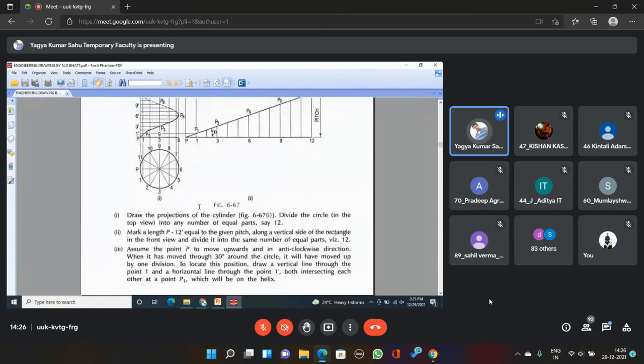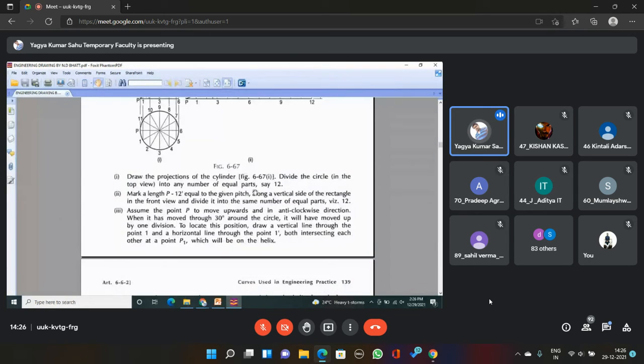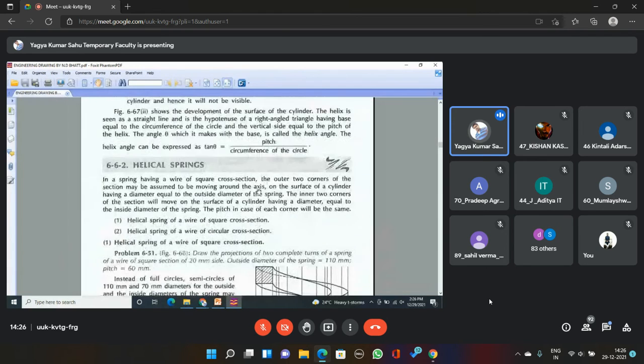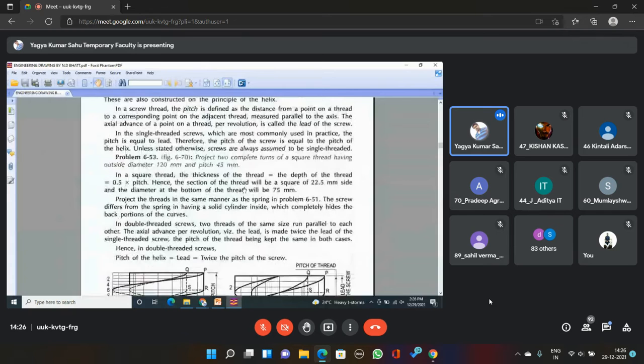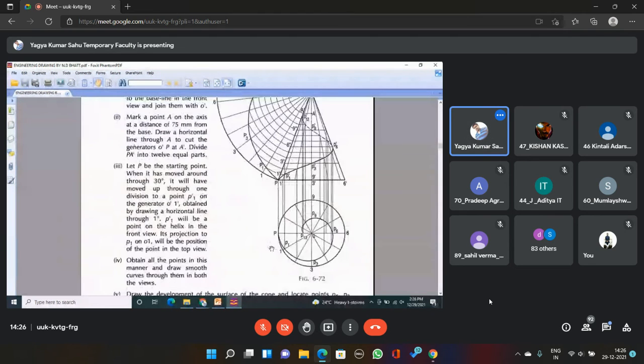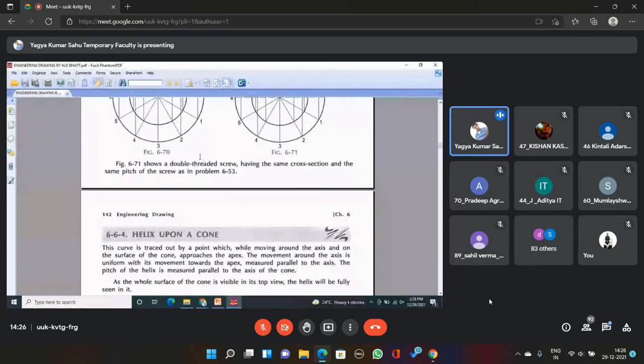While dealing with the development of lateral surface, we'll see these things again: the development of helix upon a cone and helix upon a cylinder. This one is upon a cylinder. This is showing the development P1, P2, P3 up to P12, left hand side of the cone, front view of cone. So don't bother about that. We will discuss those things in unit number 4.